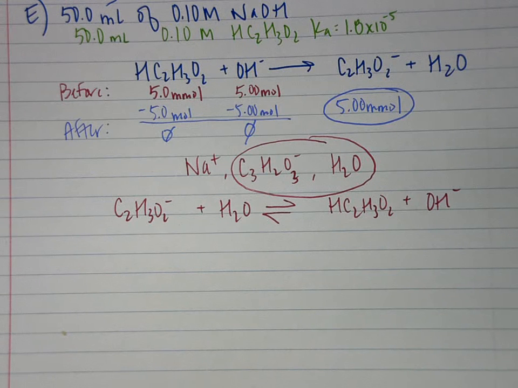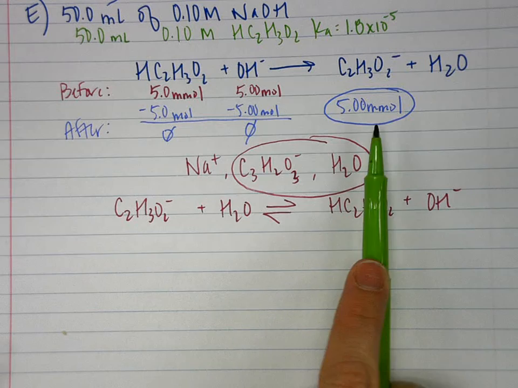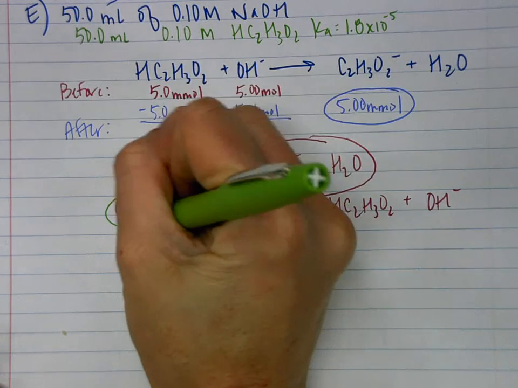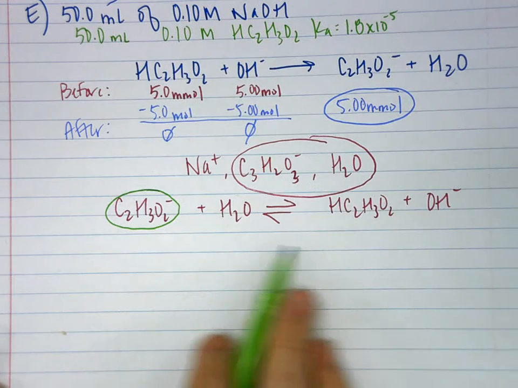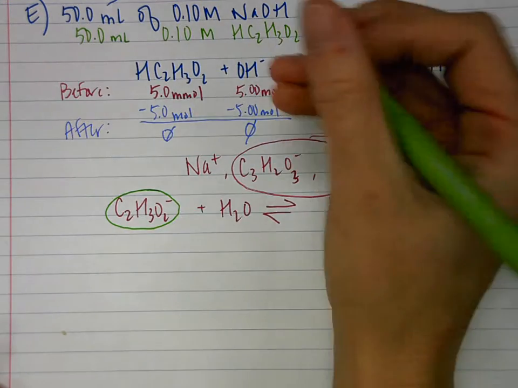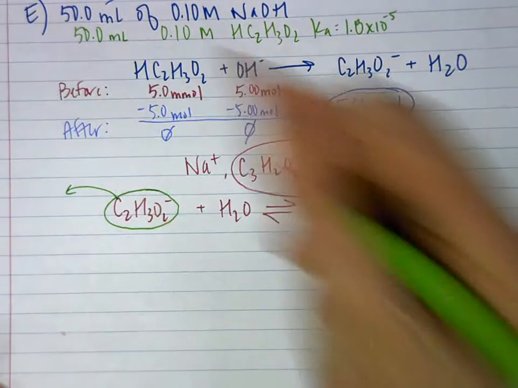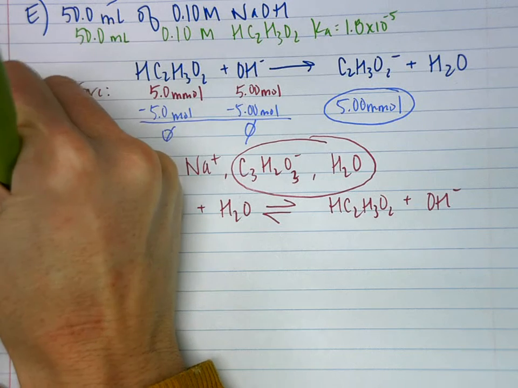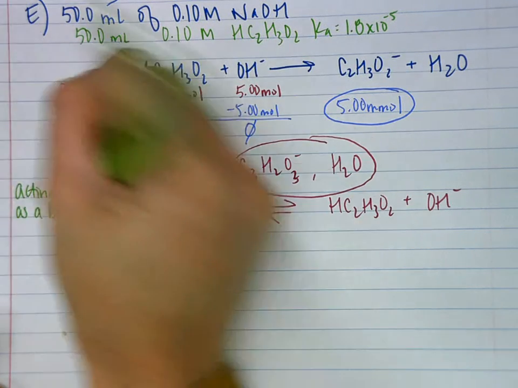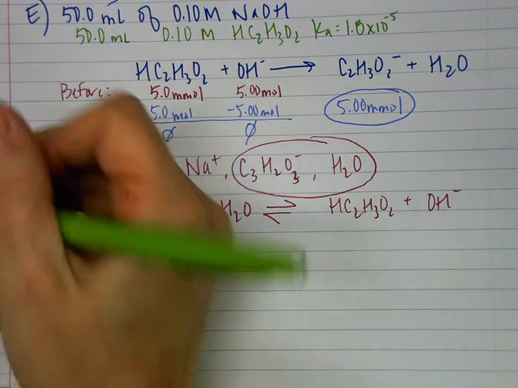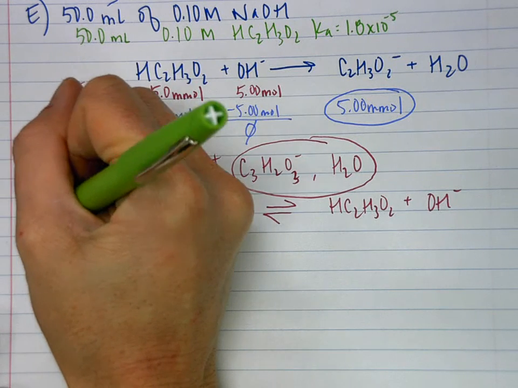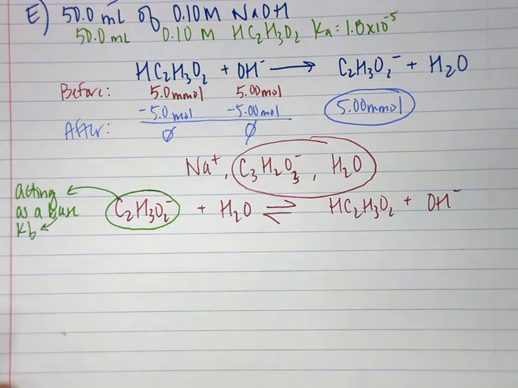Okay, now looking at this, since we have remaining acetate ion left, we really have to look at what this ion is doing. And we can see when it interacts with water, it's acting as a base. So because this is acting as a base, we have to remember when we use a chemical equilibrium expression that we must use Kb, because it's acting as a base. We have to use Kb.